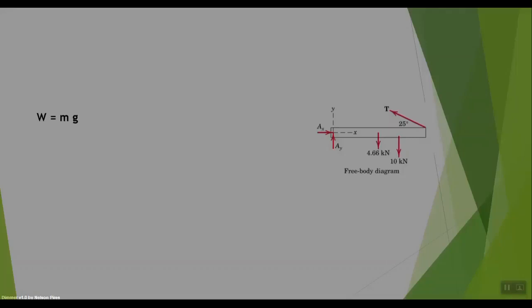Now we will define the weight. The weight is equal to m multiplied by g. We have the 95 kilogram per meter. So when we multiply by 5, the length of the whole beam, we get the kilogram, and g is 9.8, and the result divided by 1000 converts to kilo, and we have 4.66 kilonewton. Why do we convert to kilo? Because here all the forces are in kilonewton.